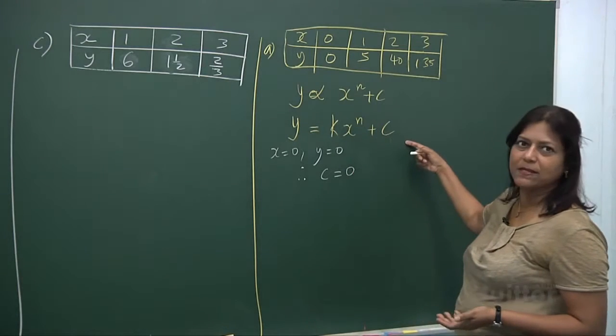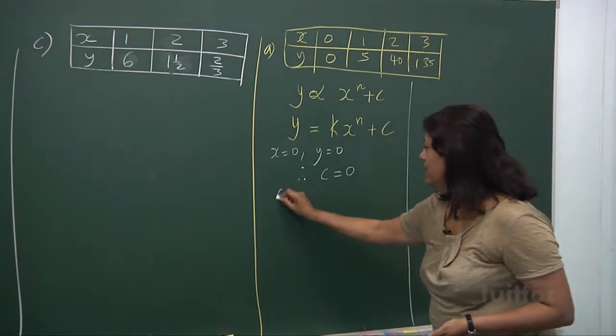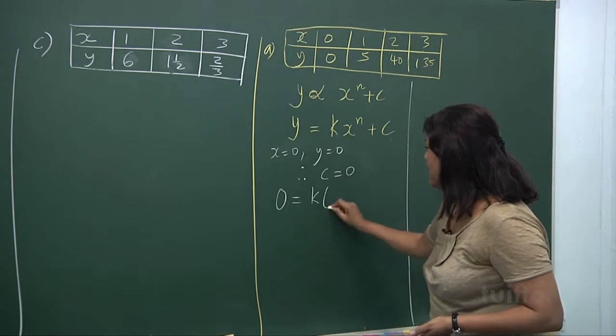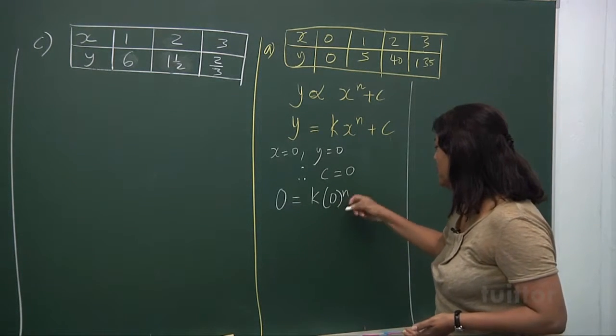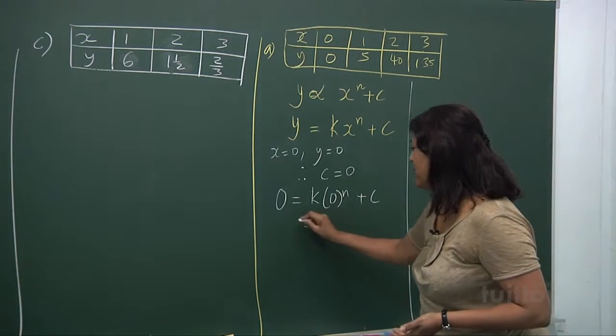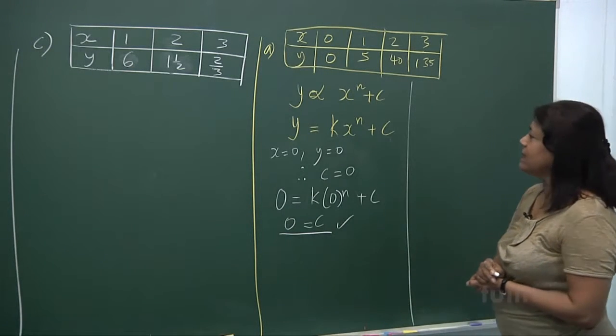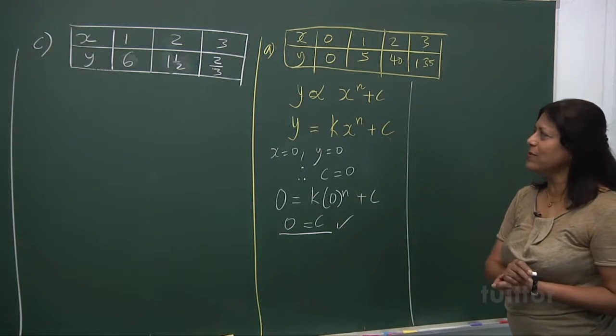We can see this from the equation. If you're not clear, let me write it down. 0, k, 0 to the power of n will be 0. So this whole thing will be a 0, and therefore your c is 0. Is that clearer? Now that we've got the c, we want to find out who is k.